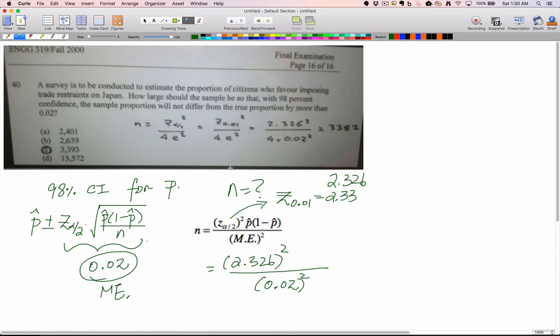So whenever p hat is missing, guys, here's a rule of thumb. Just always use 0.5. Okay. There's a mathematical reason behind it, but at this point in time, the day before the exam, just use it.